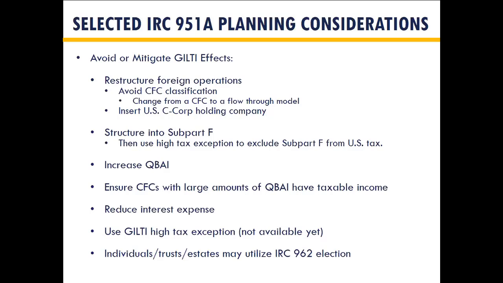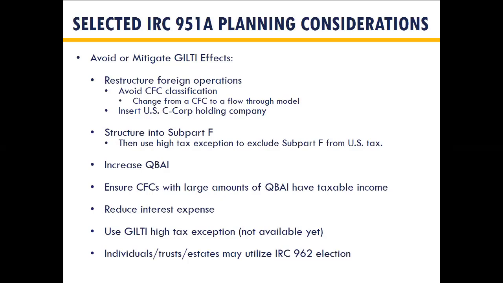So a few items I would call in the toolbox for GILTI would be avoid or mitigate. They typically fall under one or two of those categories, or it's kind of a mix. Read off a few of them. We could restructure foreign operations. That would be, we could avoid a CFC classification. We could either do that by reducing the US shareholders' ownership to less than 50%. So now we don't have a controlled foreign corporation and the anti-deferral rules do not apply.